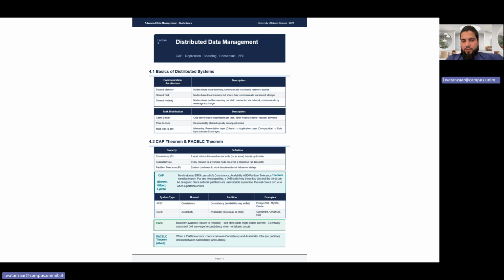We have three properties: consistency, availability, and partition tolerance. So far, we have already discussed consistency in transactions. There are certain uniqueness constraints applied in formal methods, so the transaction should be consistent.